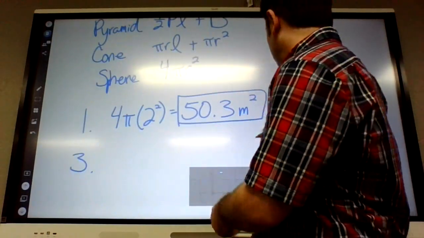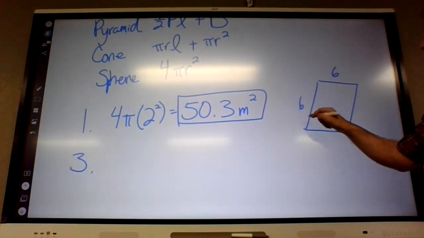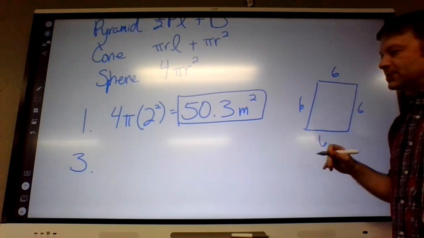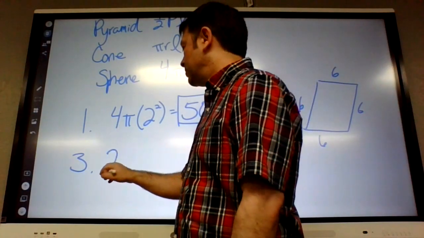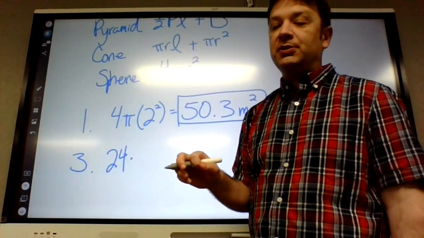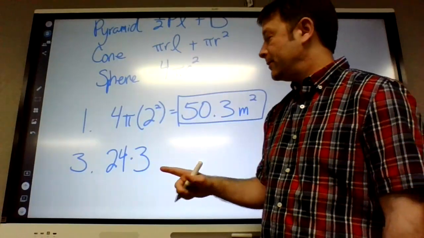24. Yeah, if you look around, there's 6s on top and bottom. So the base is basically a square. So it's 24 times the height of the prism, which is 3. Okay, that's the lateral area.